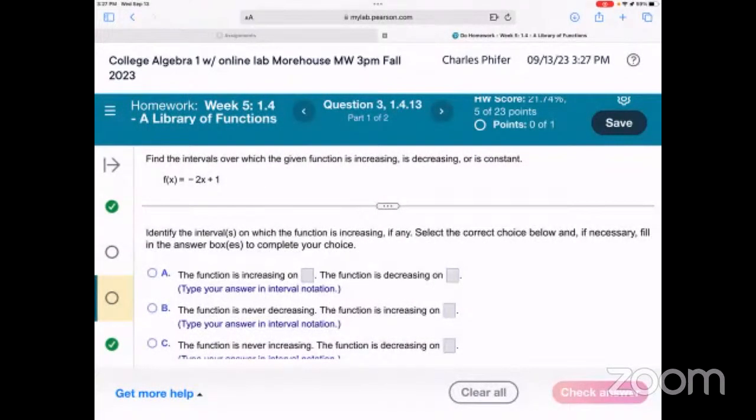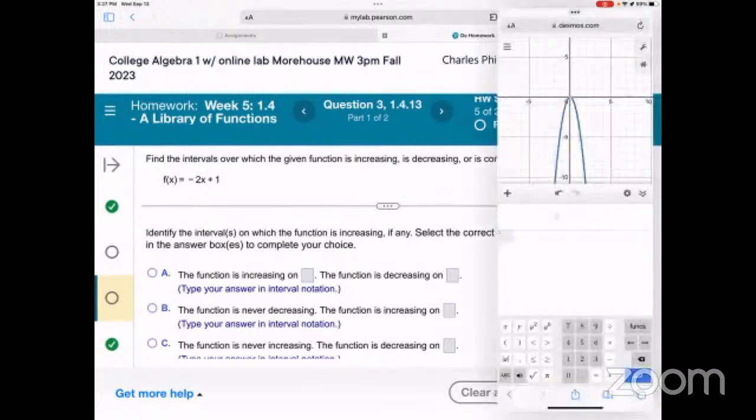So this one asks us to find the intervals over which the given function is increasing, decreasing, or constant. Hopefully you can look at this and get a sense of the graph. If you can't, let's hop over to Desmos. All right, so you go to desmos.com, click on graphing calculator. This is all free. Suppose we didn't know what this looks like and we wanted to look at the graph. f of x equals -2x plus 1. This should be a diagonal line with a negative slope of 2. It just has a negative slope as we trace it left to right. And the y-intercept should be 1.